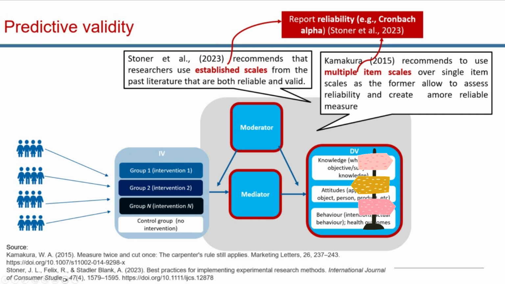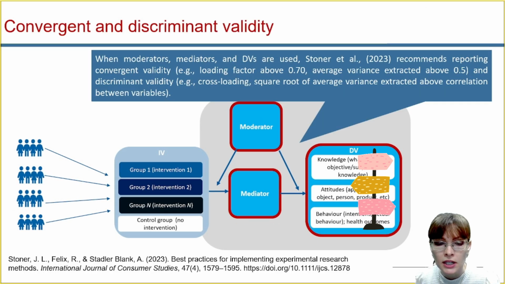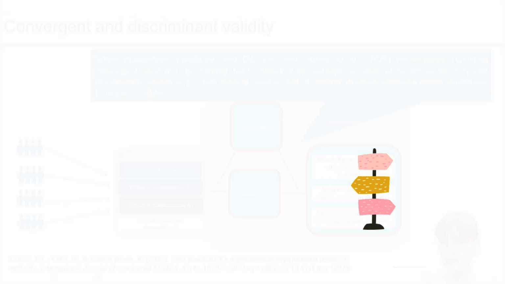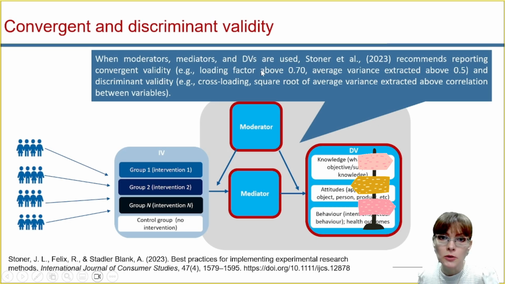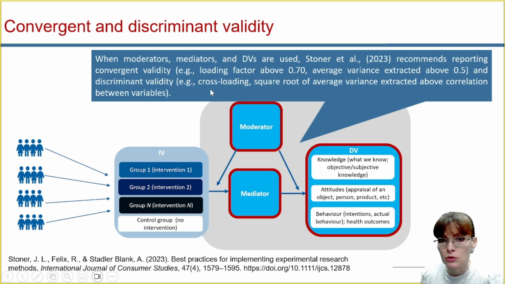As the final note, researchers also suggest that when you use moderators, mediators, and dependent variables which you measure as multiple item scales, you should report convergent and discriminant validity in your dissertation or in your paper. There are specific statistical tests which we need to follow to establish convergent validity and discriminant validity. In this case, your convergent validity loading factor scores should be above 0.70 and average variance extracted should be above 0.5. For discriminant validity, you need to report cross-loadings and the square root of average variance extracted, and they should be above the correlation between the variables.